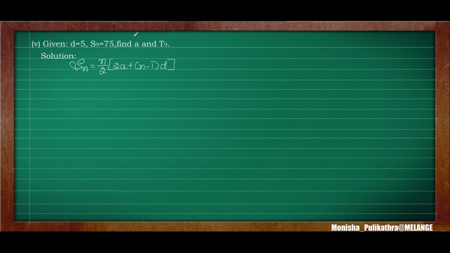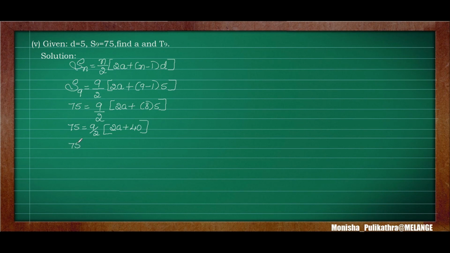So while doing a problem, you need to know what information they have given. So according to that, you have to change the formulas. Okay, so instead of Sn, we need to write S9 is equal to, n is 9 here, 9 by 2, 2 into a. A is not given, so write it as it is. n is 9, 9 minus 1, and d is 5. Okay, so the value for S9 is 75. So 75 is equal to 9 by 2 into 2a plus 9 minus 1 is 8 into 5. So 75 is equal to 9 by 2 into 2a plus 40.